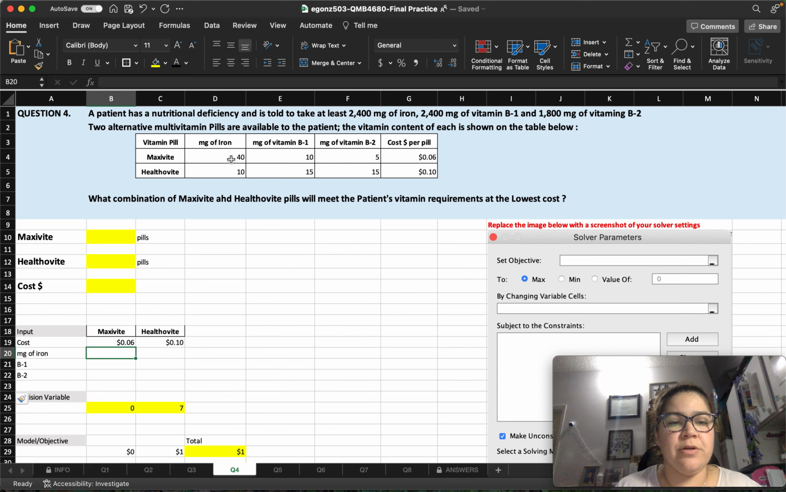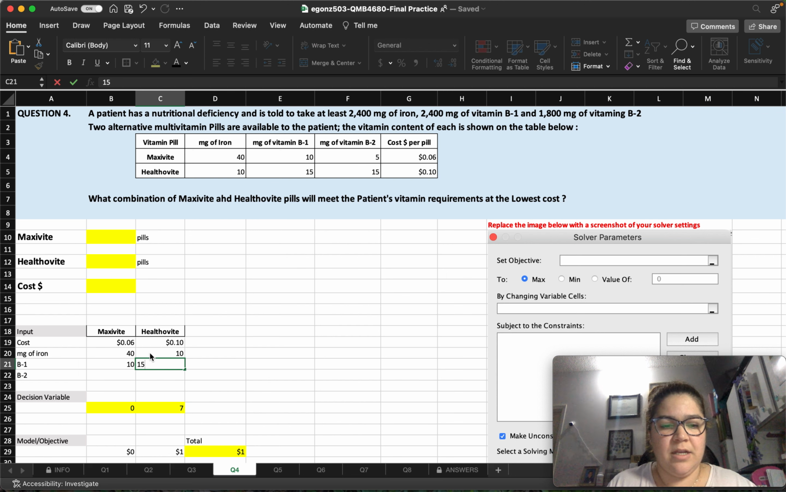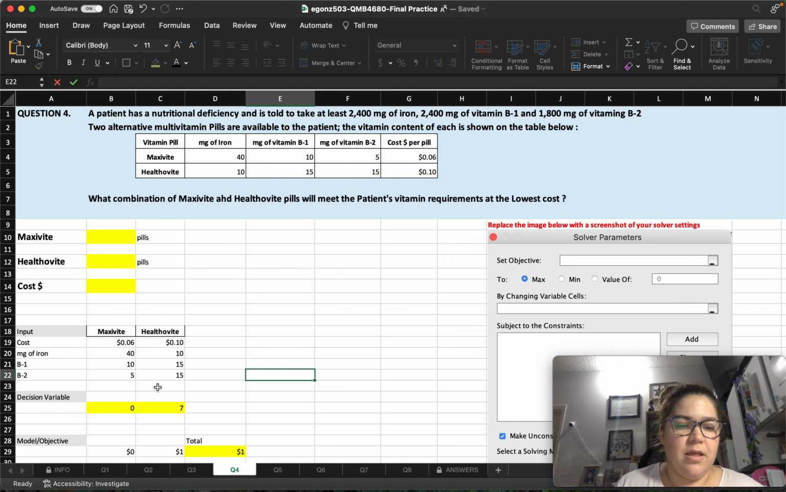So how many milligrams of iron? It's pretty straightforward. I'm just going to copy it from the table. For iron, it's going to be 40. Then the other one is going to be 10. Then down below, B1 is going to be 10, and then 15. And then B2, it's going to be 5 and also 15 milligrams, right?